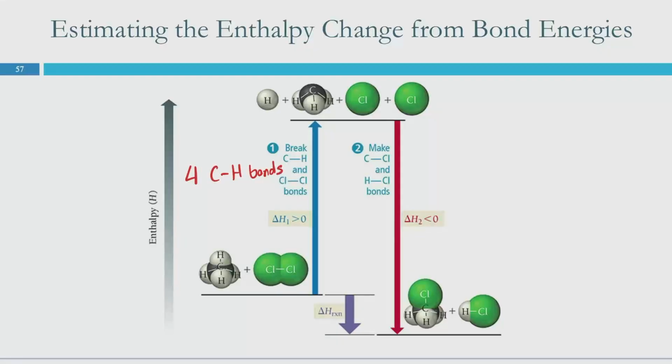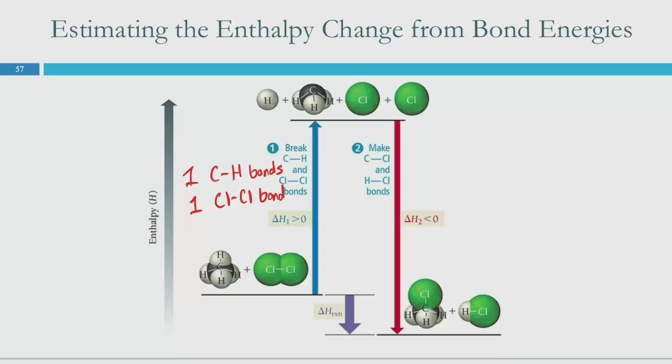So 4 CH bonds break, 1 Cl-Cl bond breaks. So we'd find the values for these, 4 times whatever the CH bond is, plus the Cl-Cl bond. That's the amount of energy it takes to break the bonds. And then we would look at what the products are. Our products are CH3Cl. I guess we're just breaking 1 CH bond.